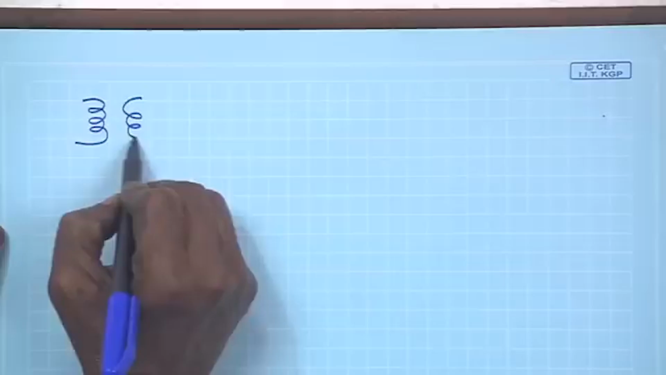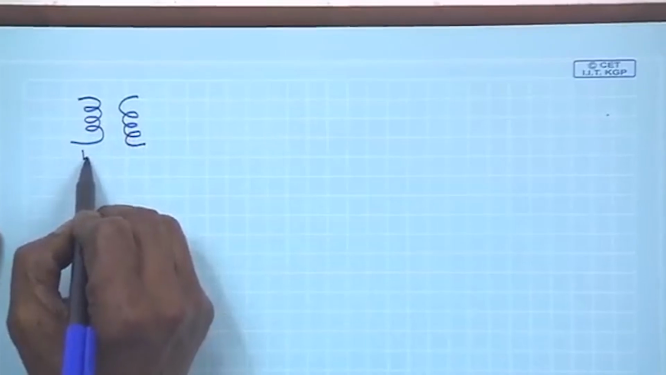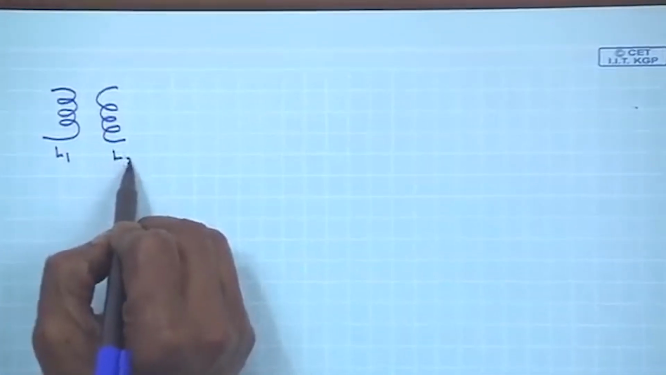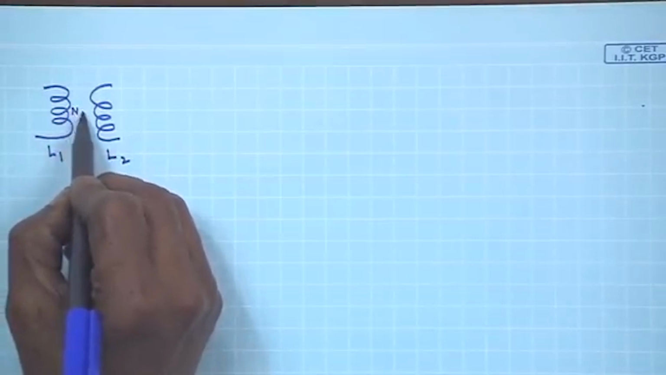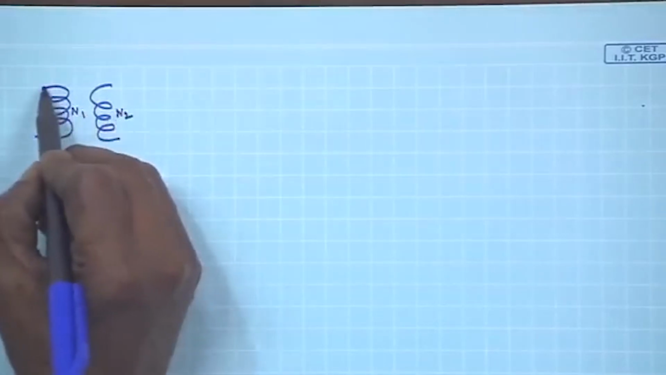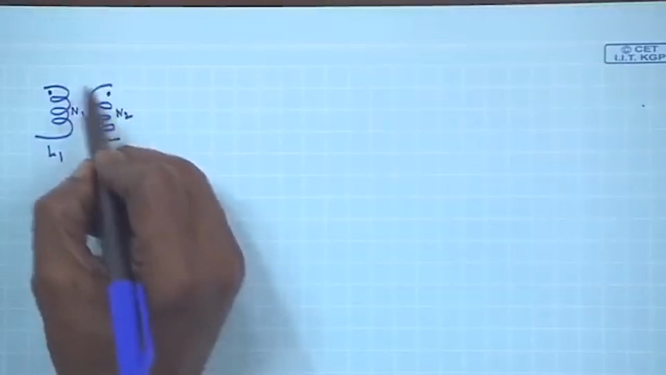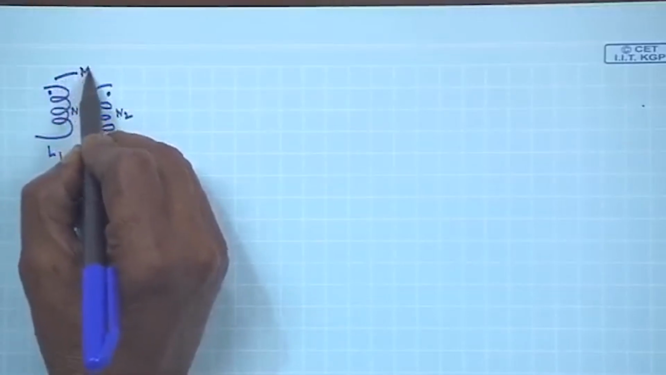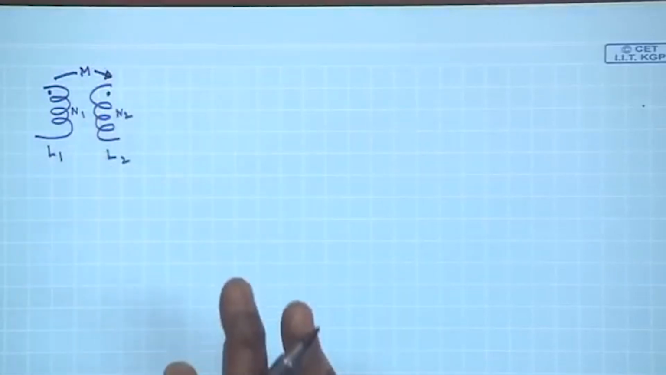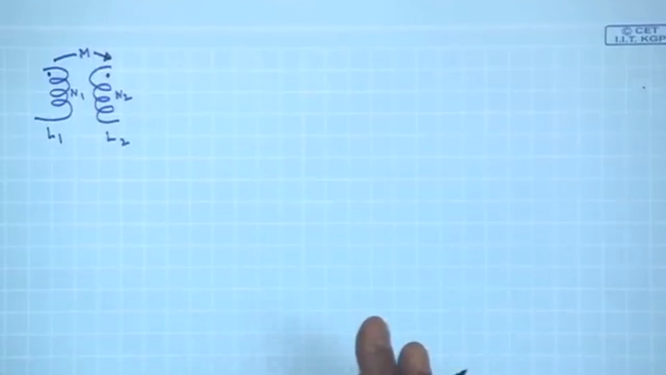To the third unit of this lecture. You recall that we were discussing the coupled coils, which I will draw simply like this. These coupled coils have self inductances L1, L2, number of turns N1, N2, and the mutual inductance between them is M. I am not drawing the magnetic circuit, that means the core.